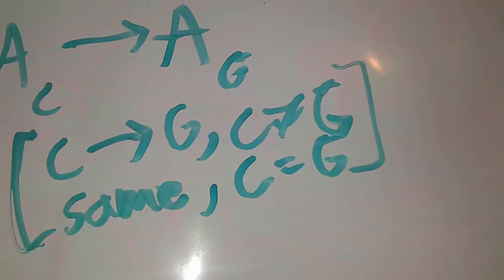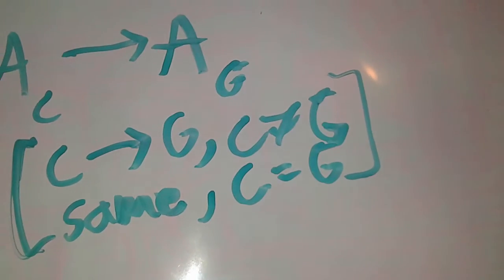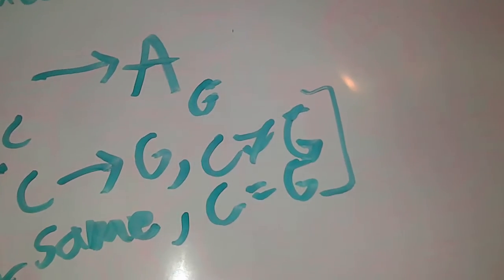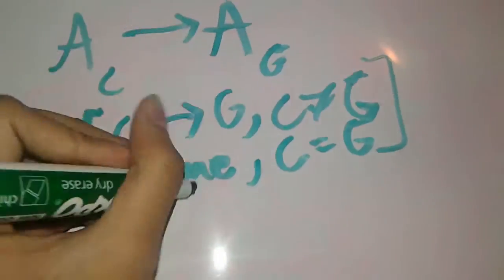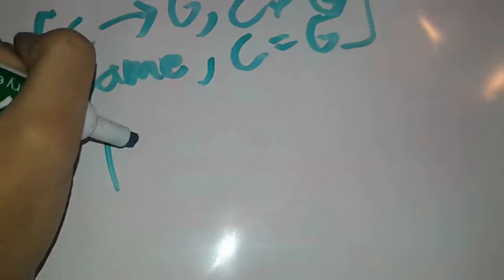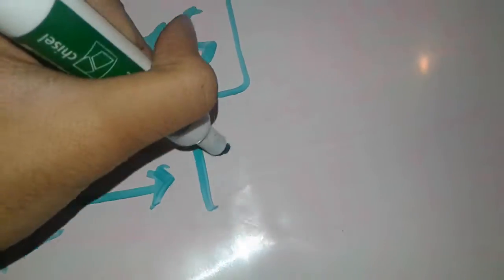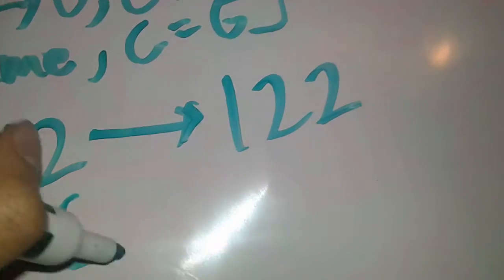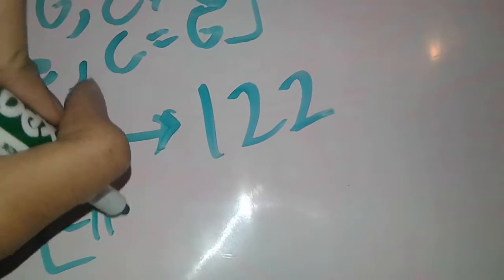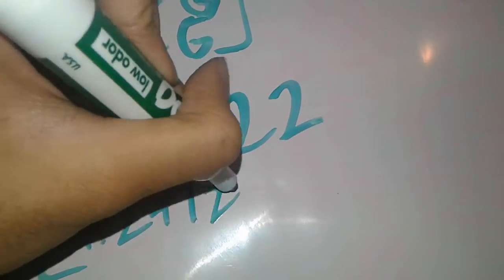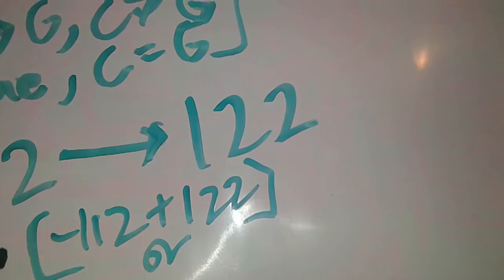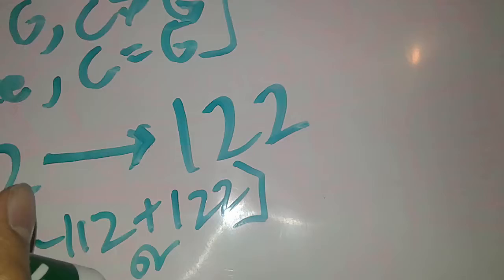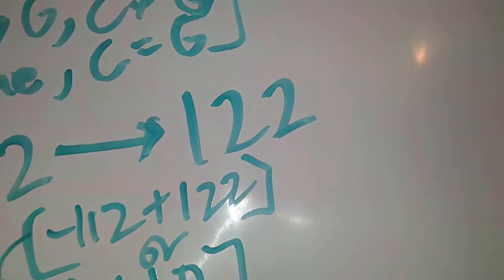There are lots of machines, lots of different ways, different things you can call them. And for the last thing, you can transform 112 to 122 by a variety of ways. Subtract it out entirely and add 122, or let's say add 10, which is exactly the same thing.